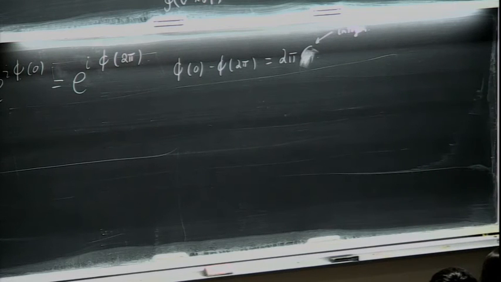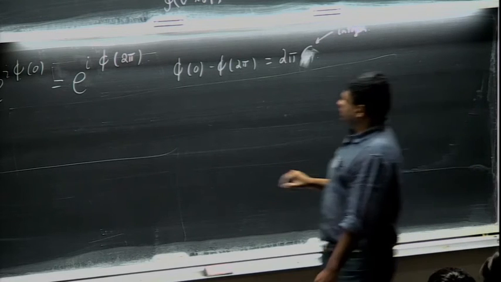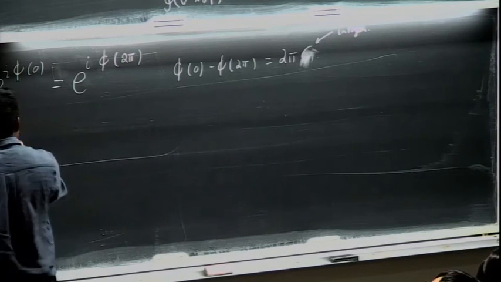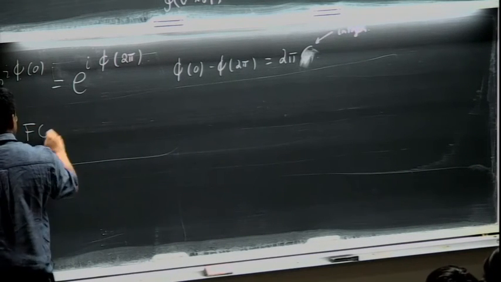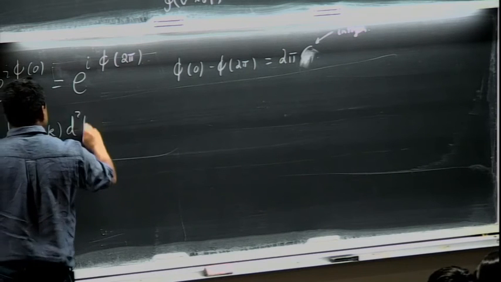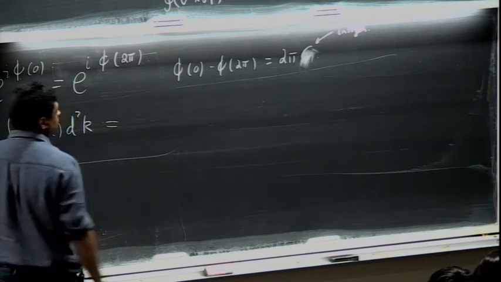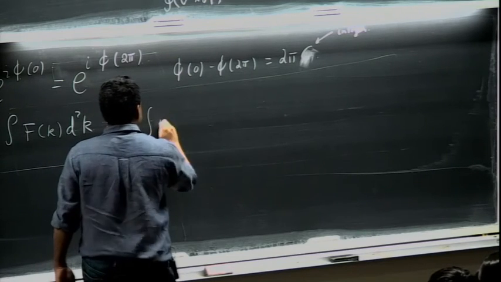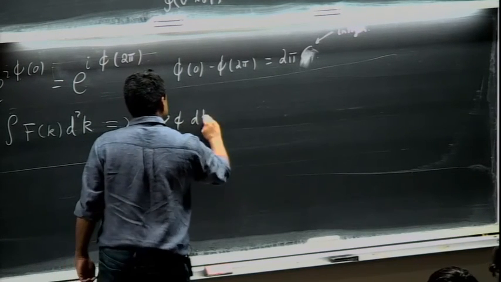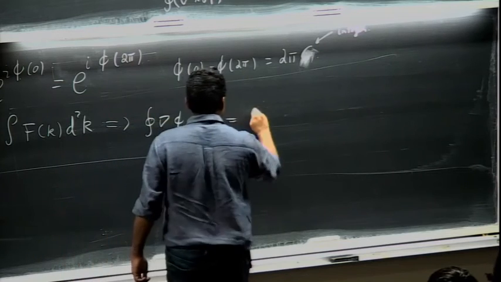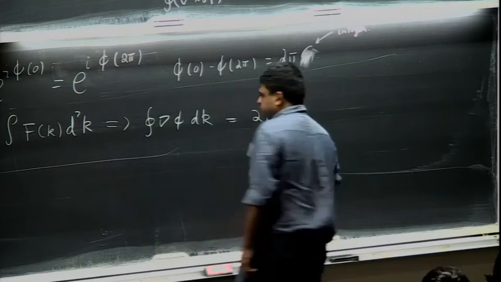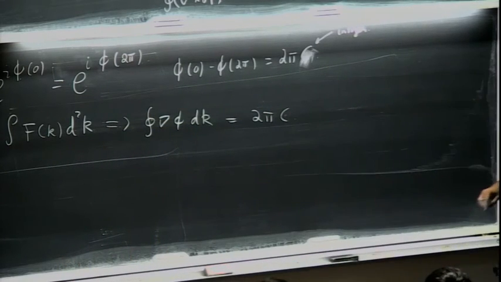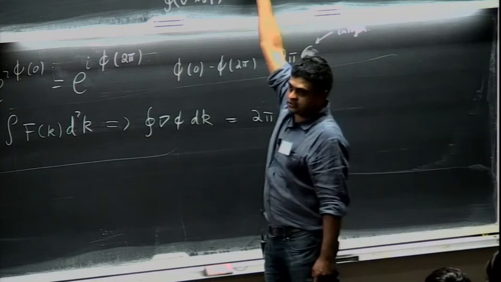Okay, so if you plug that in over there, what you find is that this integral, the original thing that we wanted to do, we wanted to calculate this F of k d2k. There was some massaging. We ended up with this line integral. Okay, and this we said is 2 pi times some integer. Okay, so that's really the quantization of this. So I divide by 2 pi over here to get an integer.